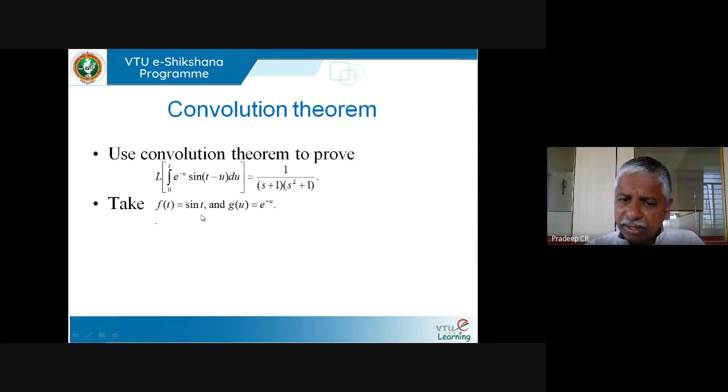When you take the convolution of f and g, you will get f star g, which is the integral of f of t minus u into g of u. So f of t minus u is nothing but sine of t minus u, and g of u is e power minus u. So take their product, and integrate between 0 to t with respect to u. That is what we have to do. So this is nothing but the convolution of these two functions.